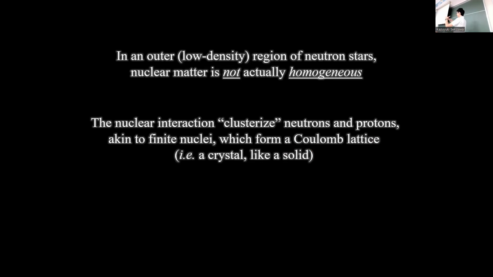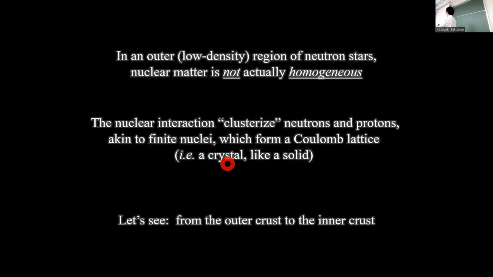So you can imagine a dilute gas of neutrons and protons, and then instead of distributing everywhere dilutely, the system can prefer to form nuclei to gain binding energy. And also they form some kind of lattice structure to reduce the Coulomb energy. So it is like a crystal or solid. Okay. So now let me explain what is inside the outer crust and the inner crust.